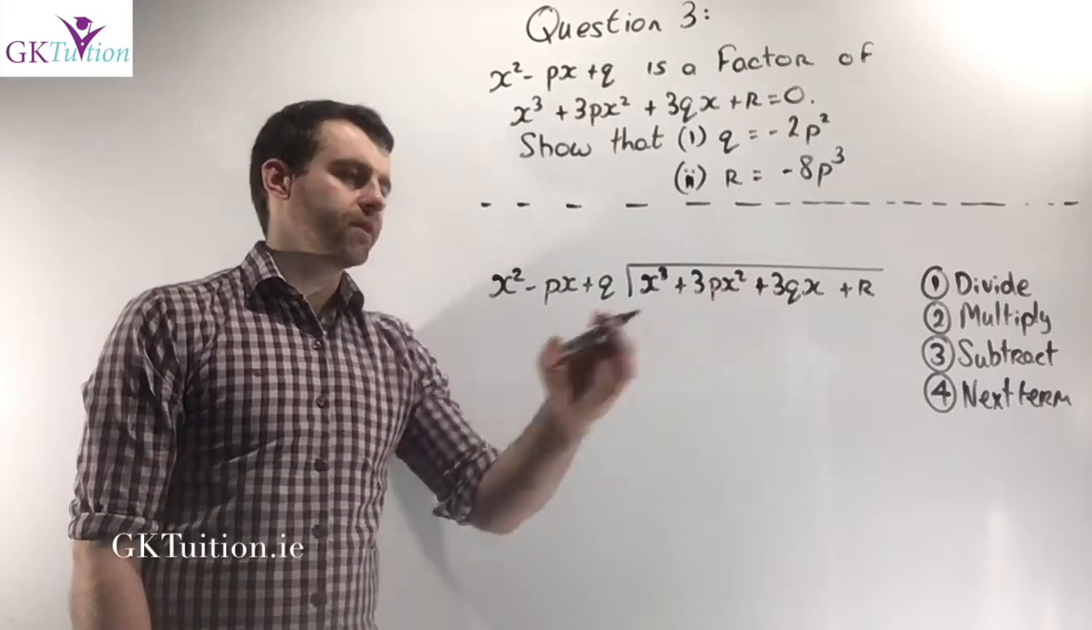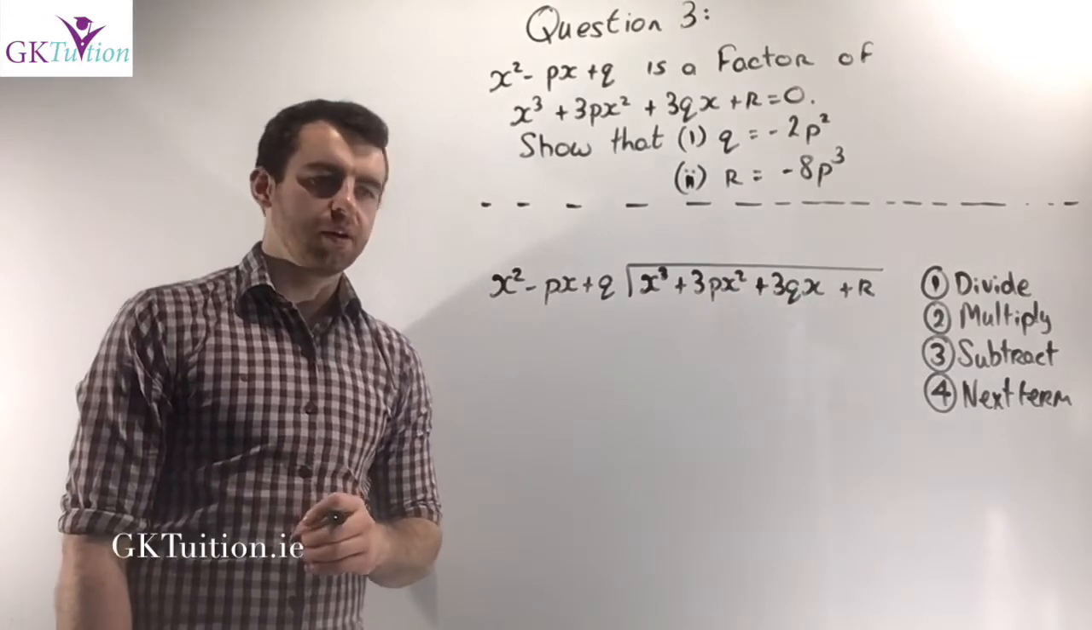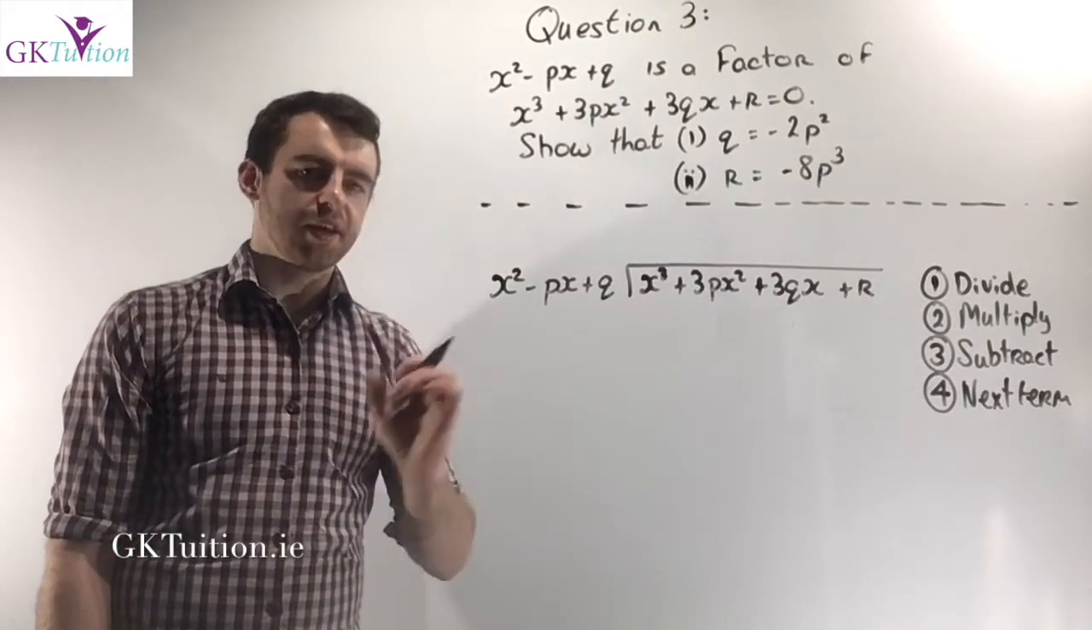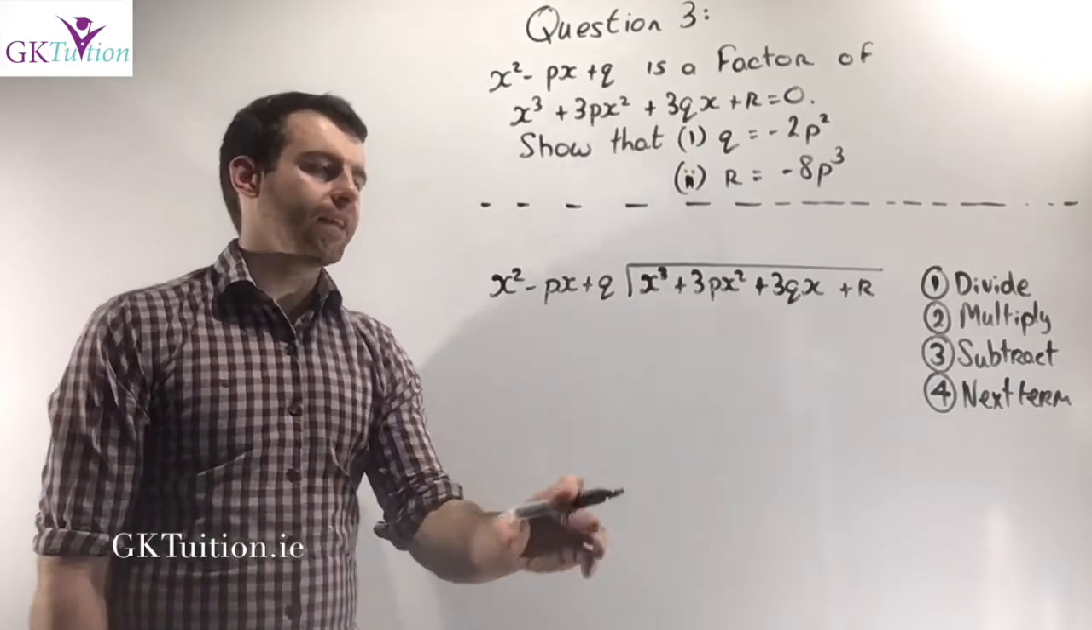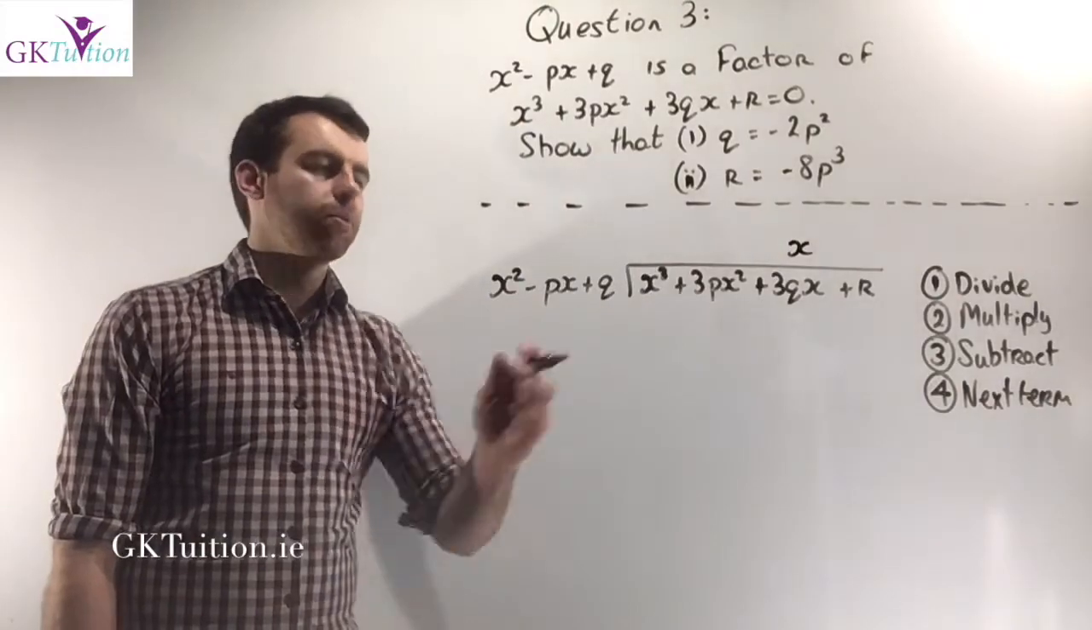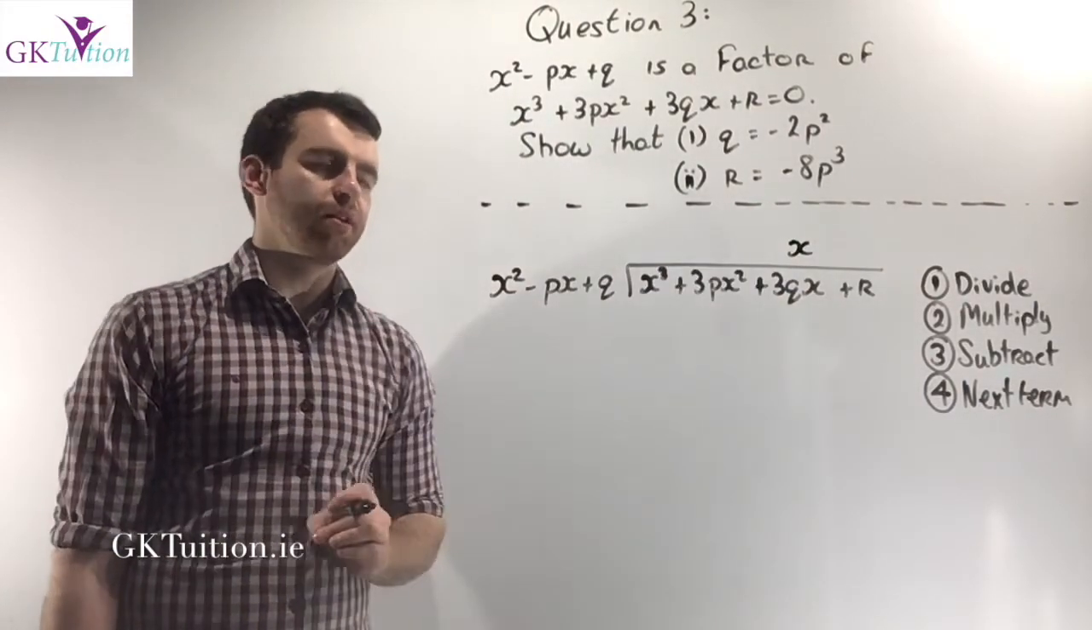So I'm going to follow the 4 steps for long division that we've been following all along. The first thing I'm going to do is divide the first thing here into the first thing here. X squared into x cubed is going to go x times. I'm now going to multiply x by these 3 terms.